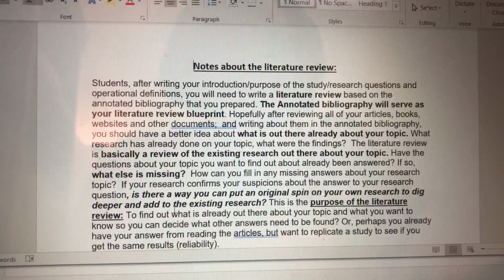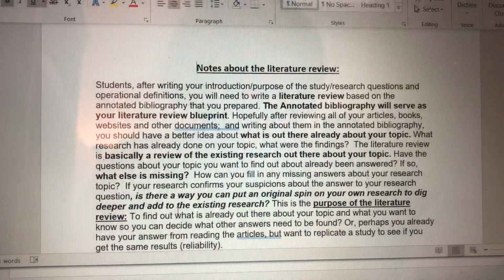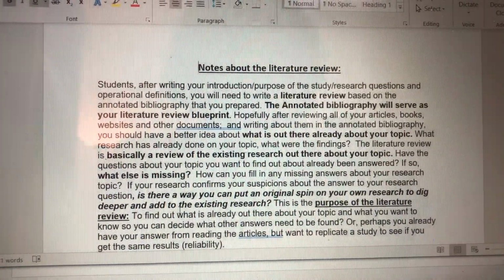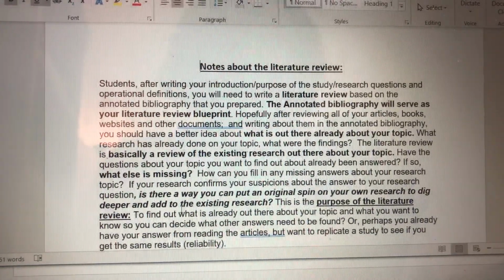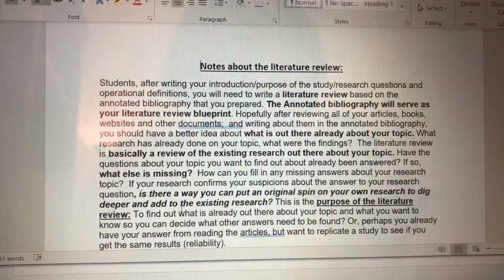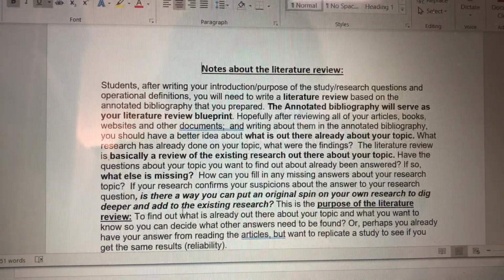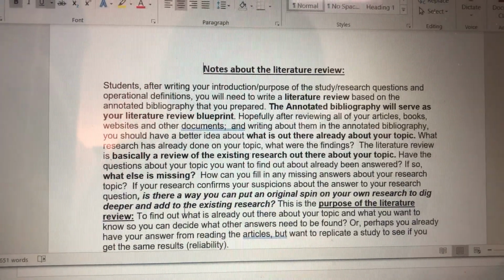There are several documents. This is one entitled The Literature Review and How to Write It. And this is the document. I just opened it up on my computer and I'm showing it to you. This gives you the reason why you're writing the literature review. I've already done a video. I think it was video 1 or 2 where I talked about this, but I'm going over it again.